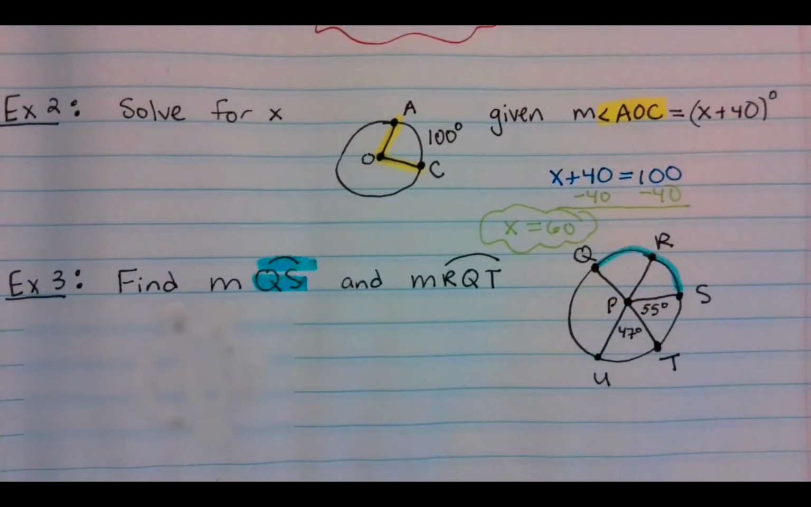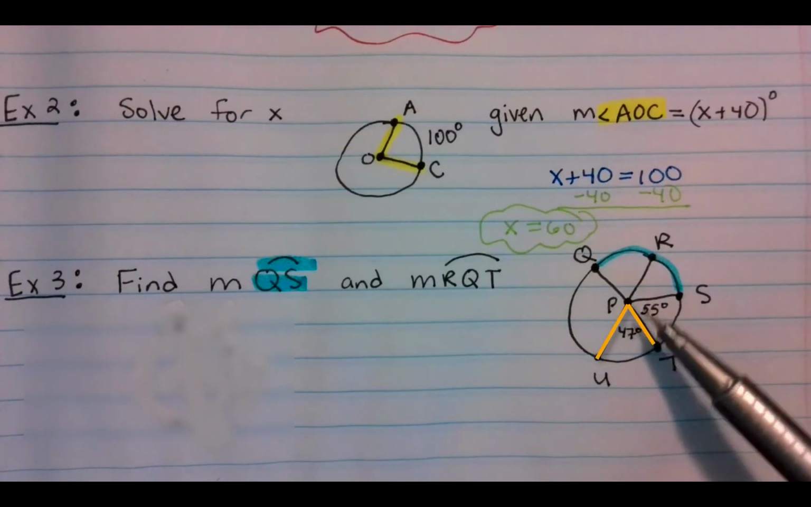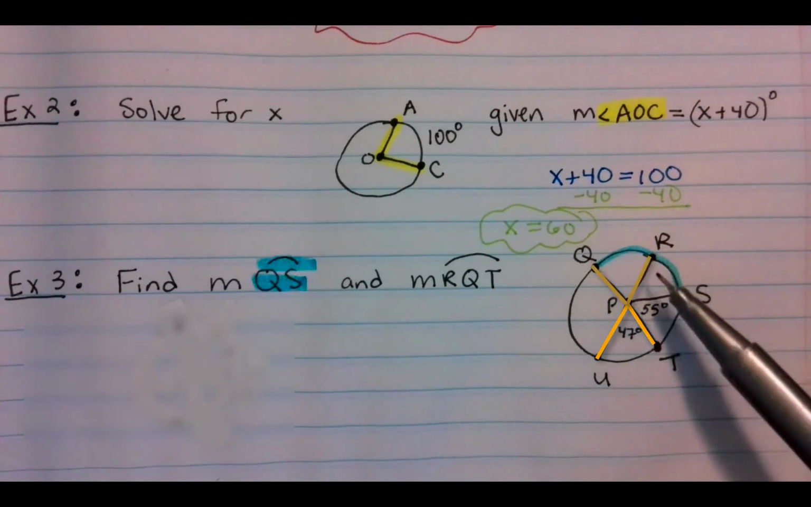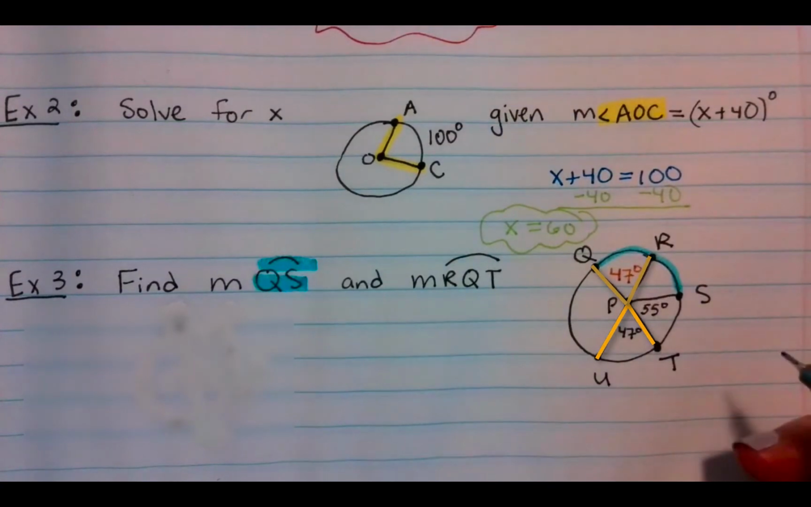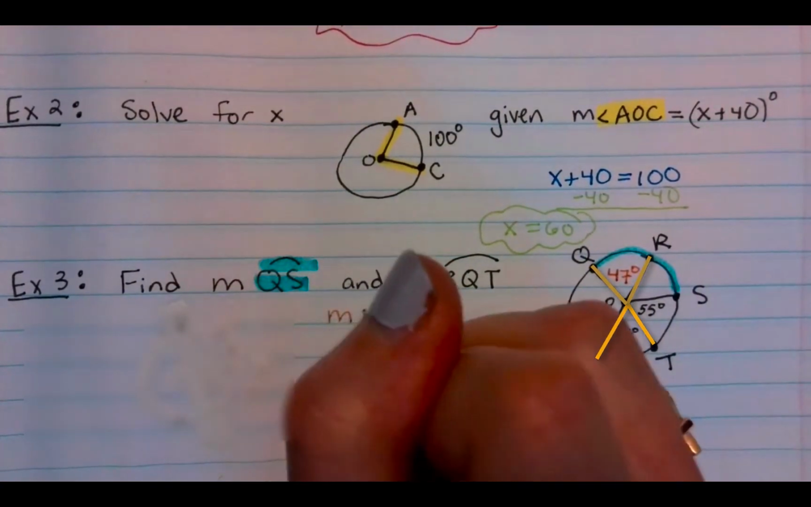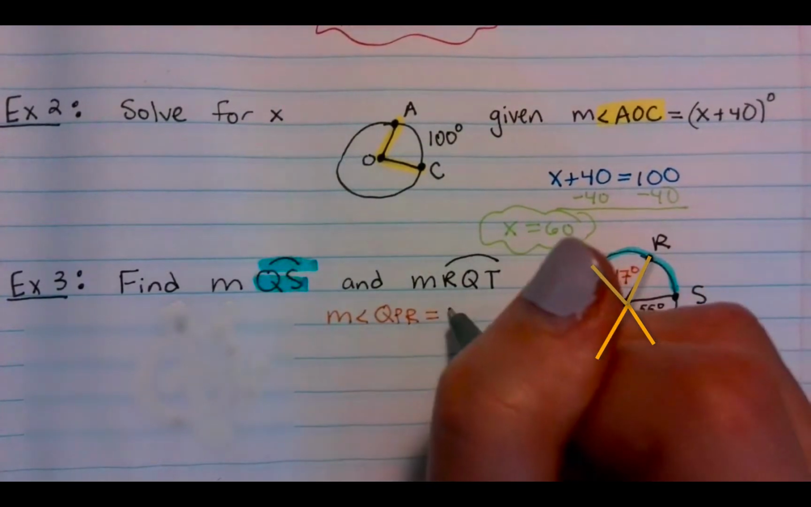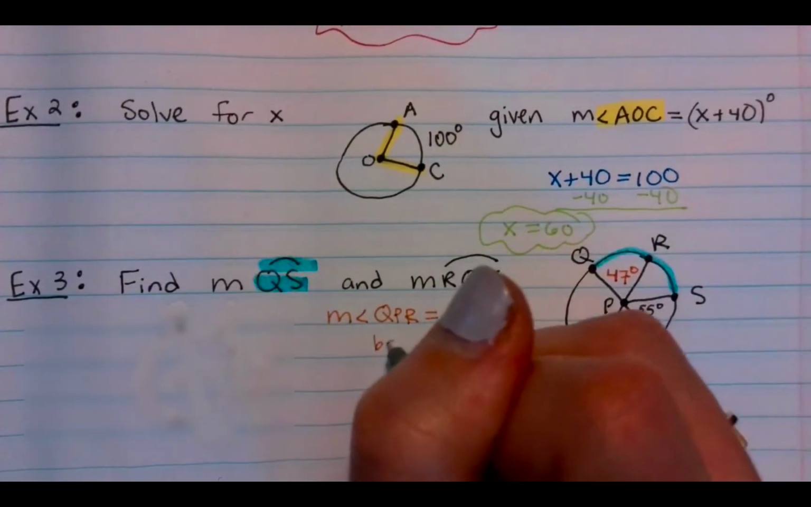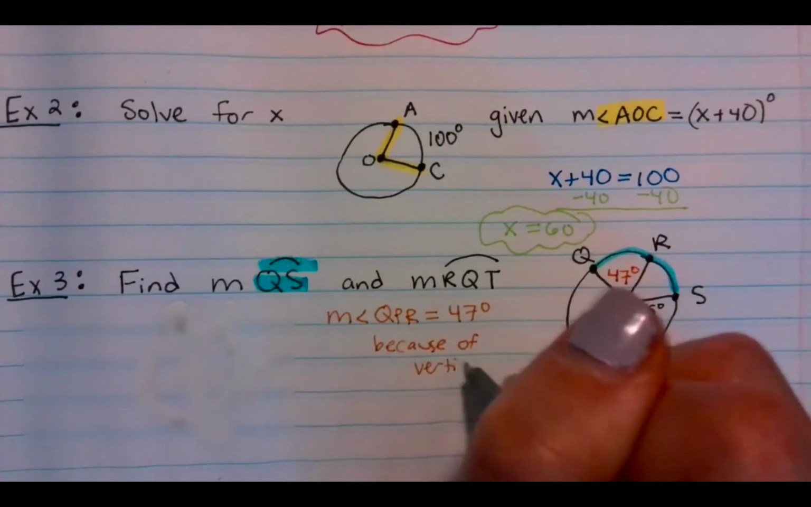Okay, so that's what we're trying to find the measure of. All right, well, the first thing that I'm going to recognize is that angle UPT is 47 degrees, and that's a vertical angle with QPR. So I know because of vertical angles that this is also 47 degrees, and I'll write that down. So the measure of angle QPR is 47 degrees because of vertical angles.